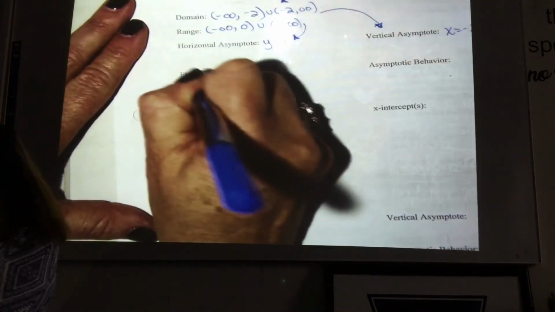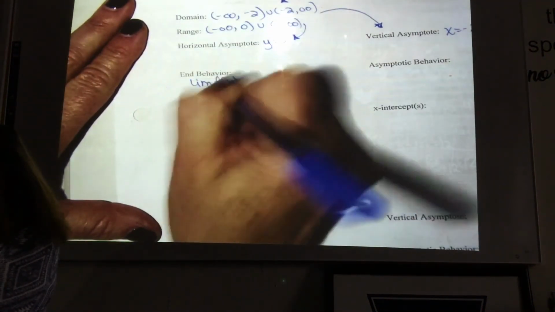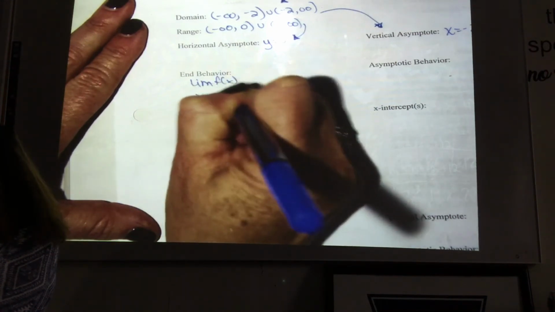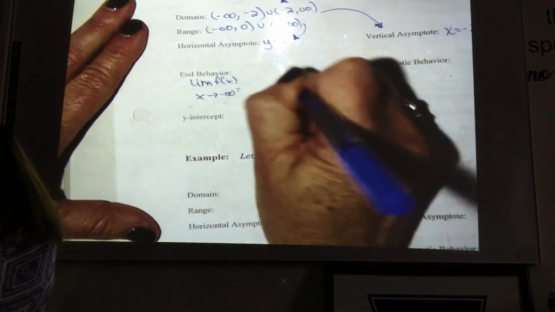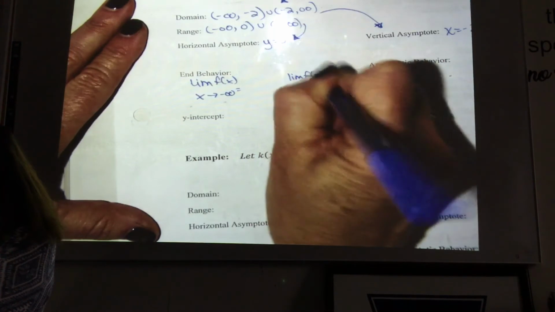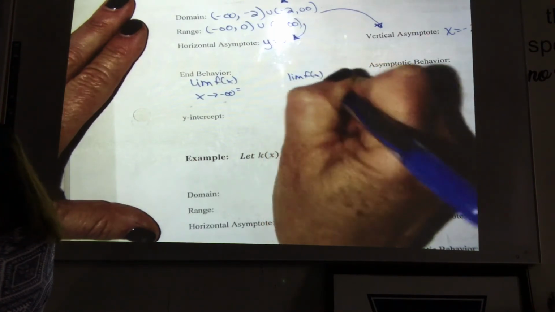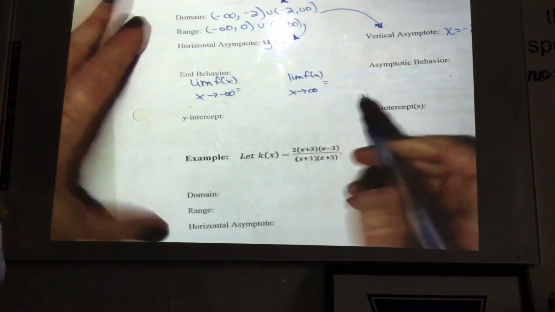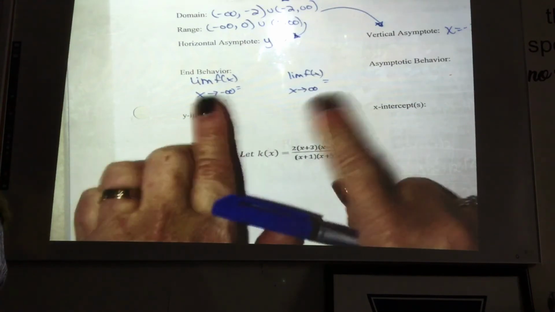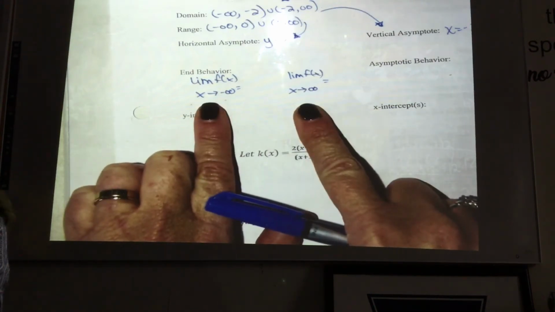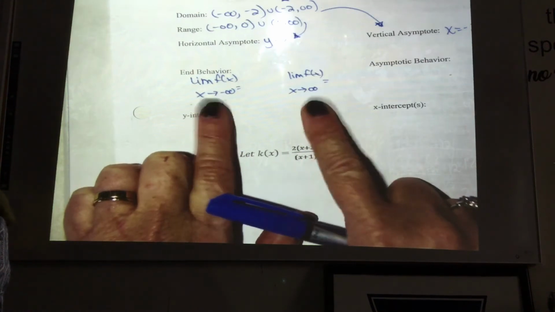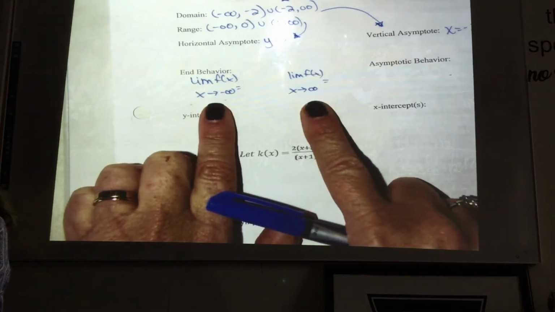So the limit of the function as x approaches negative infinity is something. Limit of the function as x approaches infinity is something. Okay? So I'm going to fill in those spots. That notation stays the same every single time. The limit of the function just is a boundary.